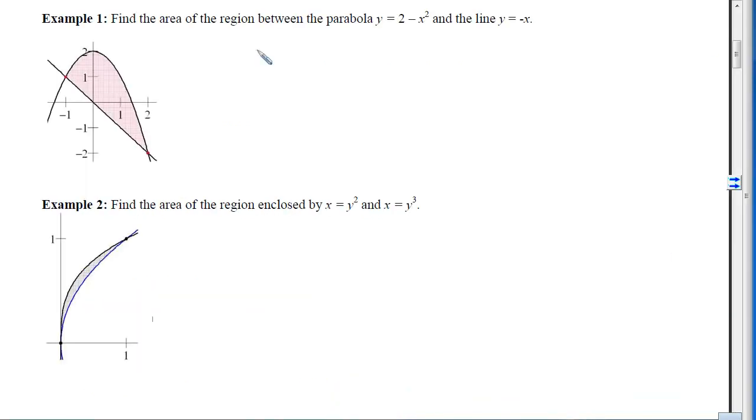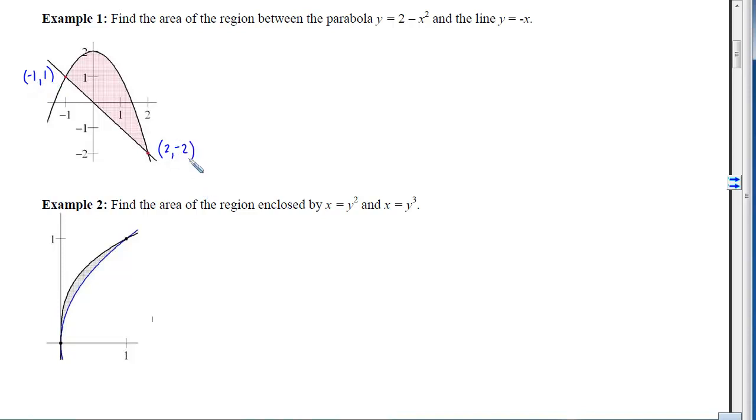With example 1, we want to follow the steps, and our first step is to graph the boundary curves. Now, I've already done that for you, so our second step is to determine the coordinates of all intersections. Now, because I graphed this on a nice computer program, we can just read the intersections off and see that they're (-1, 1) and (2, -2).